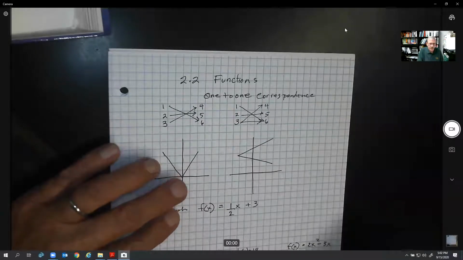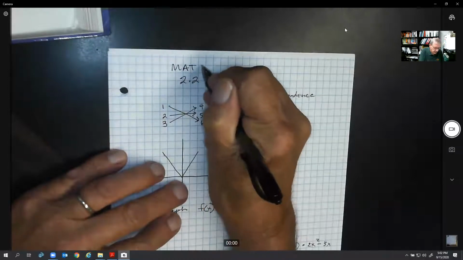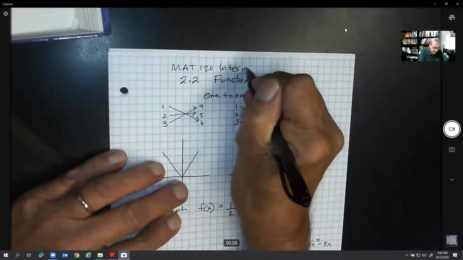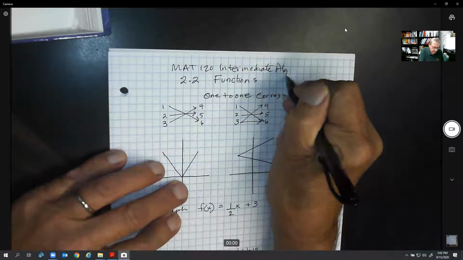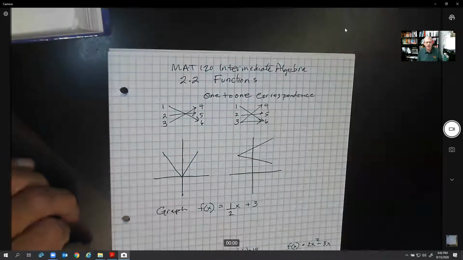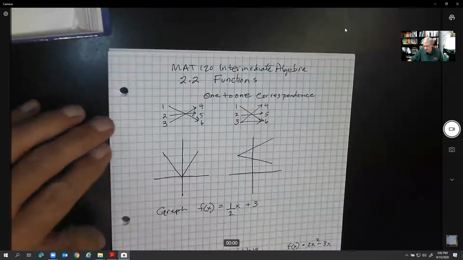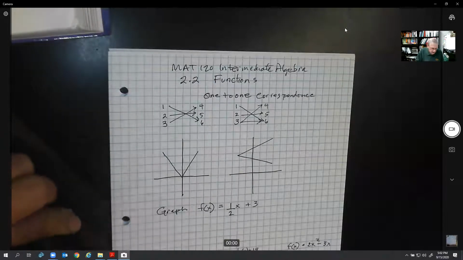Hi, this is going to be a super fast video, MAT 120 Intermediate Algebra. All right, so this should be a little bit faster than normal. We're going to talk about functions, and I remember we didn't have function notation, or we didn't learn it until we got into college, so you're having a real advantage.